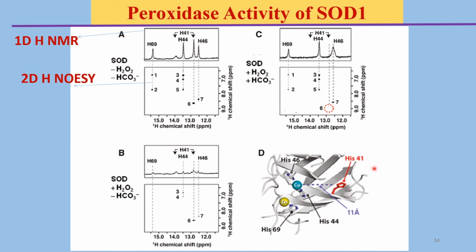We have assigned histidine 44, 46. And this is the NOESY, 2D NOESY spectrum. What are the changes in the active site during the peroxidase activity? We have investigated and published.